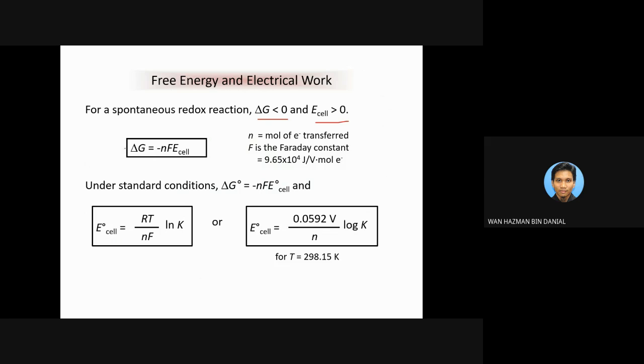So kita ada ni lah 3 equation. Delta G is equal to negative n times Faraday constant, which is given here, times the E cell. So you can find the delta G lah. Okay, so kalau you tahu E cell, so kalau ada soalan tu nanti, so find the delta G, we can use this equation. But this is under the standard conditions.